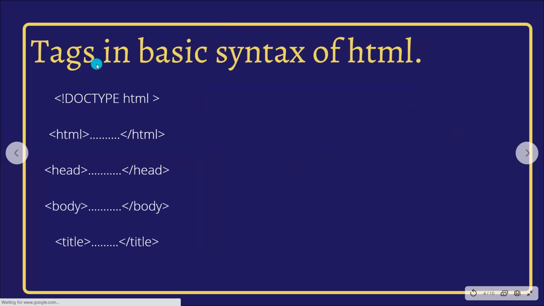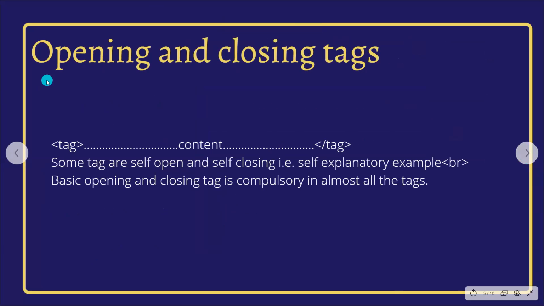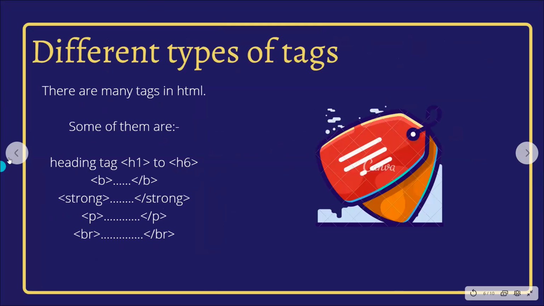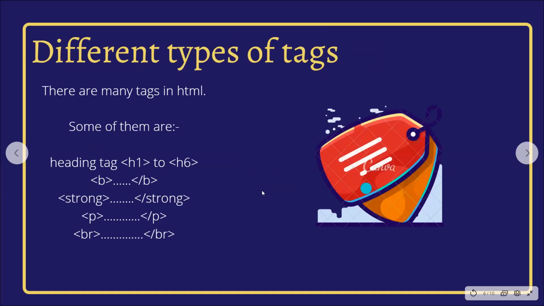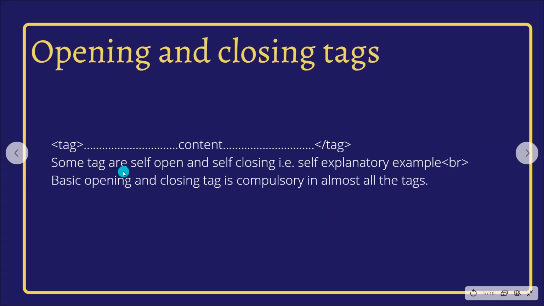Now, as we know, we have covered the tags in the basic syntax of HTML. We have seen doctype HTML, HTML opening and closing tags. Then we have seen head tag, the closing tag of head tag, body tag, title tag. So we have also seen the open and the closing tags. In the open tag, we have seen that some tags are self-closing. But BR tag is not compulsory to have an opening and a closing tag. This is known as the meta tag.